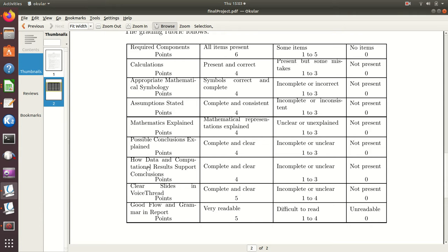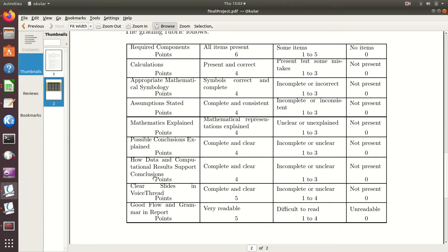Then finally, the flow and grammar and so forth, I think was fine. That was very good. I saw a couple typos and so forth, but that was fine. So they didn't lose any points here. It's very readable. That was nice.